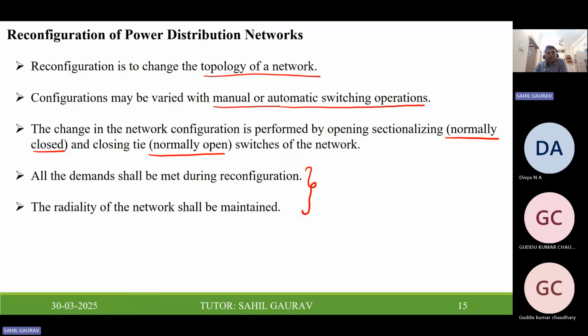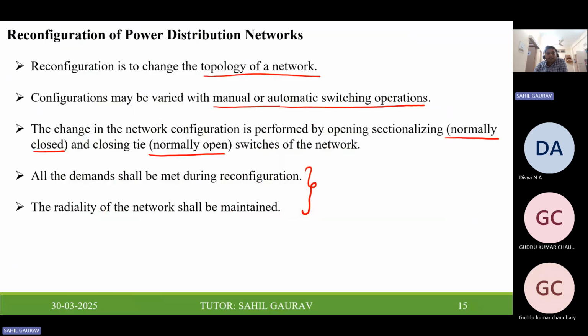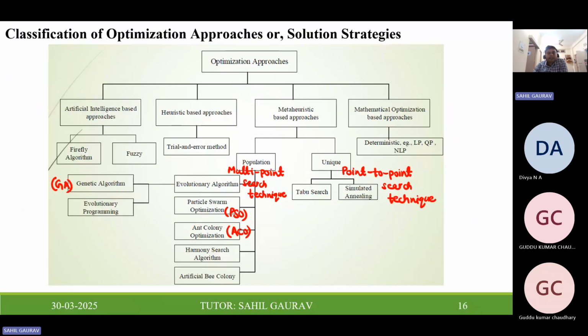So for reconfiguration of power distribution networks, we will solve an optimization problem for turning on or off the sectionalizing and tie line switches. So for that also we will see the optimization approaches. Here sir has also shown the various optimization approaches or solution strategies while solving this reconfiguration optimization problem.